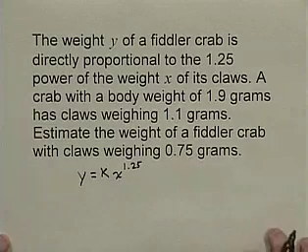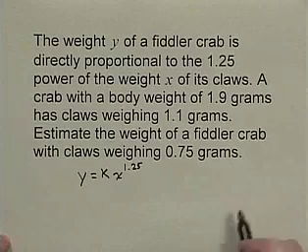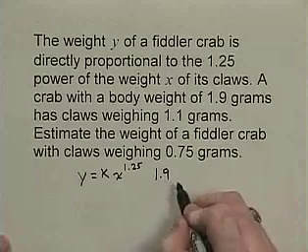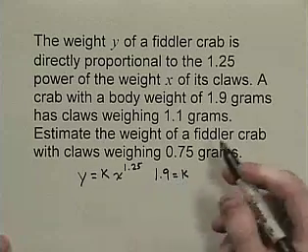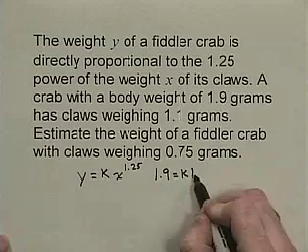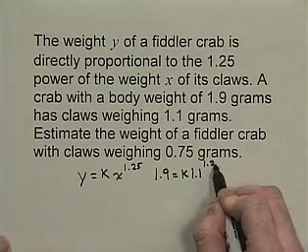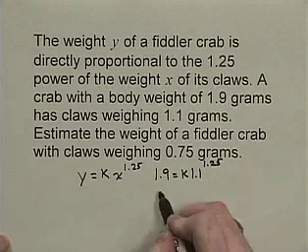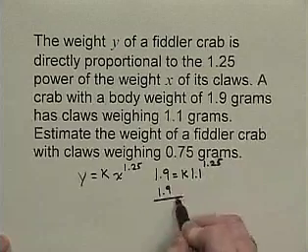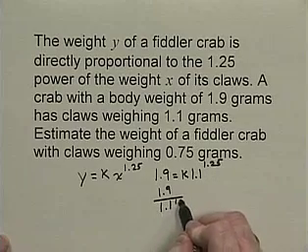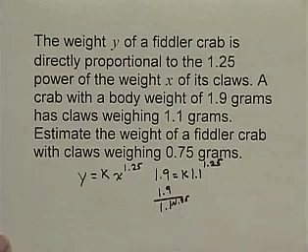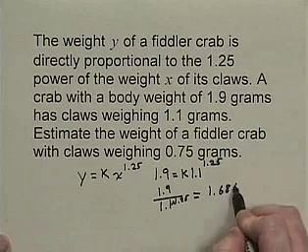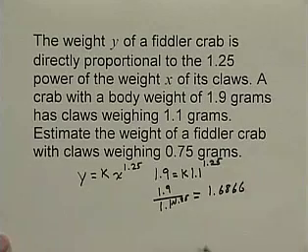So we need to solve for k. The way we do that is we take the information given. The body weight of one crab, which is 1.9, is equal to k times the weight of its claws, 1.1, to the 1.25 power. So solve for k. You take 1.9 over 1.1 to the 1.25 power, and you end up with k is equal to 1.6866.